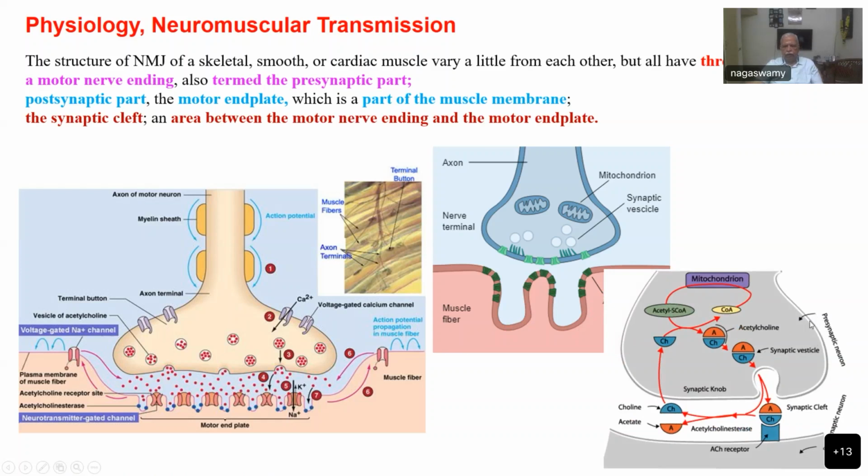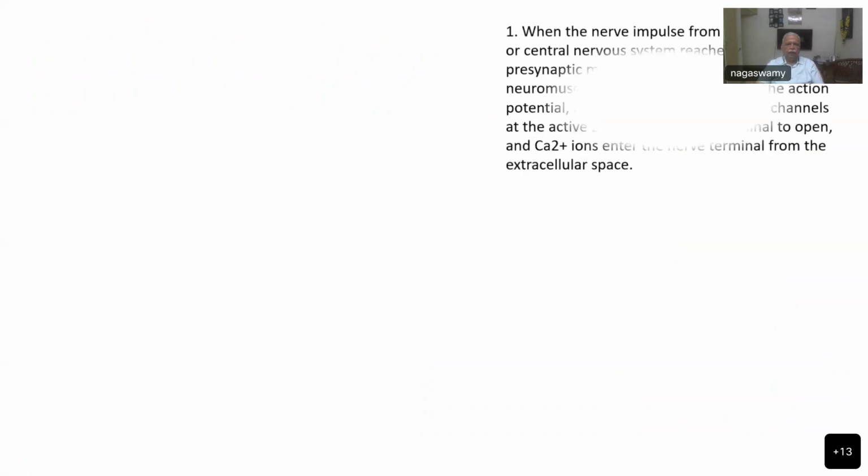So in the presynaptic neuron, the combination of acetyl-CoA with choline forms acetylcholine, and then it is stored in the vesicles. Once it comes into the cleft, it is broken again by acetylcholinesterase into acetate and choline, and choline is reused for further manufacture of acetylcholine. Okay? So this point also you can mention in your answer.